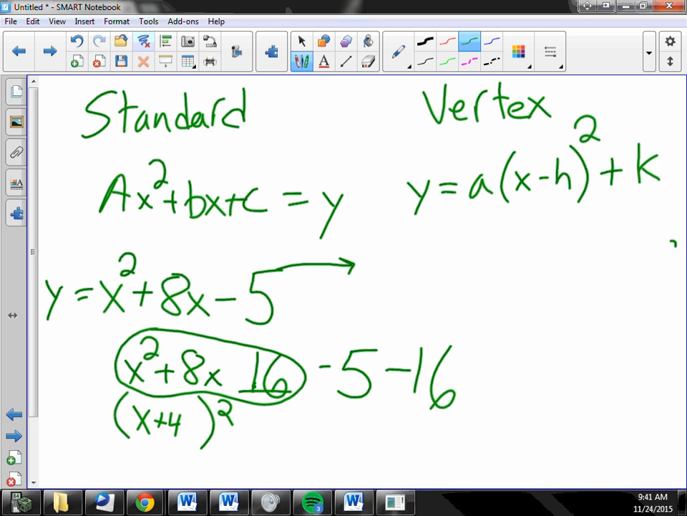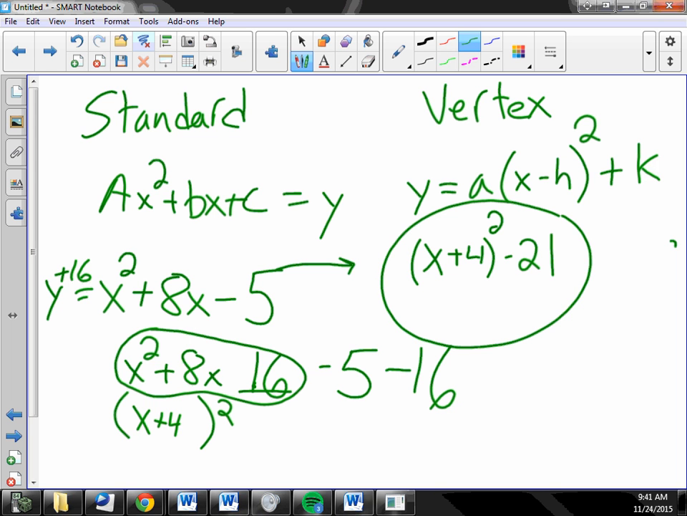Does that make sense? So you could add the 16 over to this side, but then you're going to need to subtract it anyway. So whatever you add, you have to subtract it off to make it work. So we have x plus 4 squared, and then minus 5 minus 16 is minus 21. And that is now in vertex form. So that graph would be left 4 and down 21. Does that make sense?